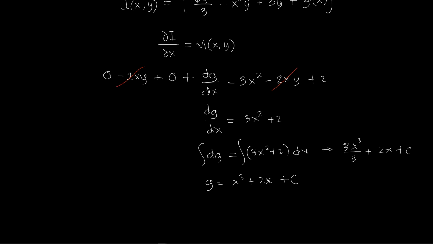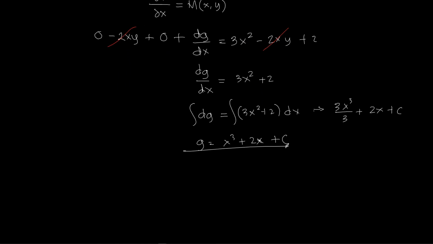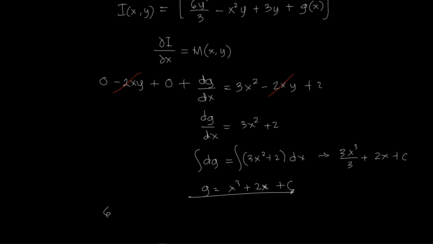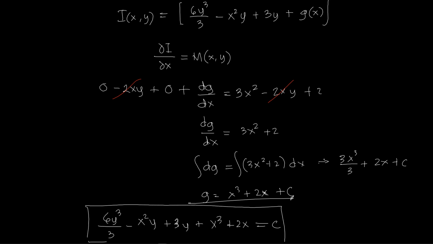Now we plug in g of x to the above. So we have 6y cubed over 3, minus x squared y plus 3y, plus g of x, which is x cubed plus 2x. We equate it to C, so that the solution is direct.